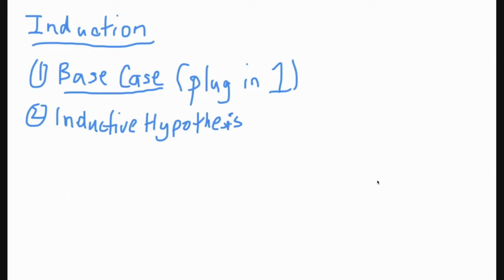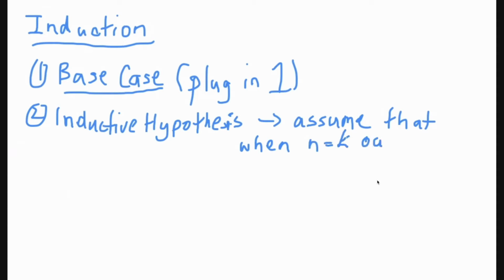Inductive hypothesis, right? So this is where we're just going to assume. Remember, this is an assumption. We haven't proven anything. Assume that when n is equal to k, our statement is true. And of course, this might not actually be the truth, but we're just making this assumption for now. Hopefully that makes a little bit of sense. If not, I'm going to go through an actual example, where we actually use these steps in action.